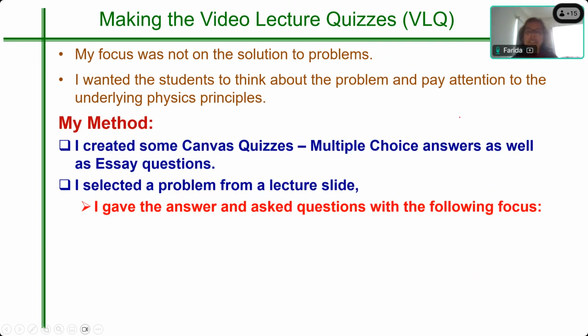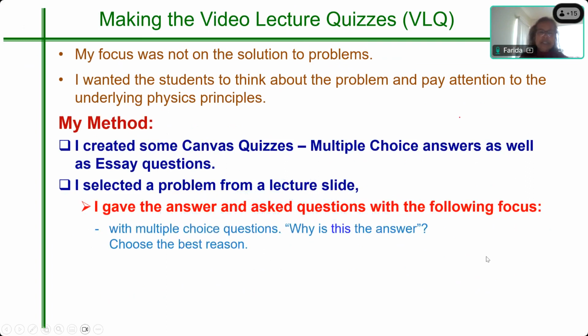Canvas is our learning management system. And what I did is it has both multiple choice as well as essay questions. So I selected a problem from a lecture slide, and then I gave the answer. So I didn't ask them to solve the problem. I gave the answer and I asked them questions with the following focus.